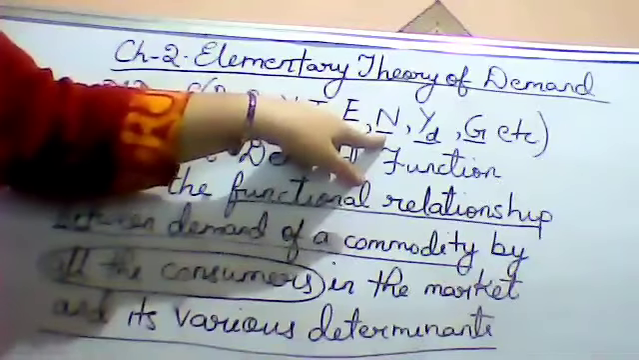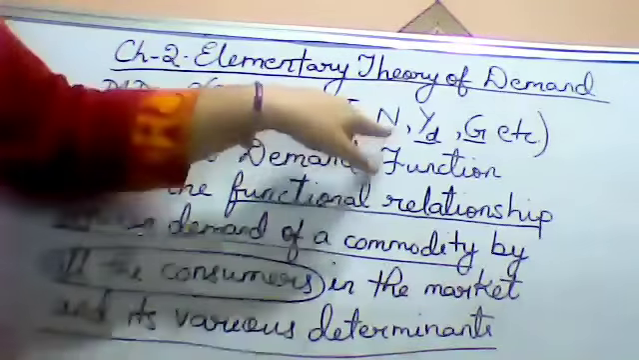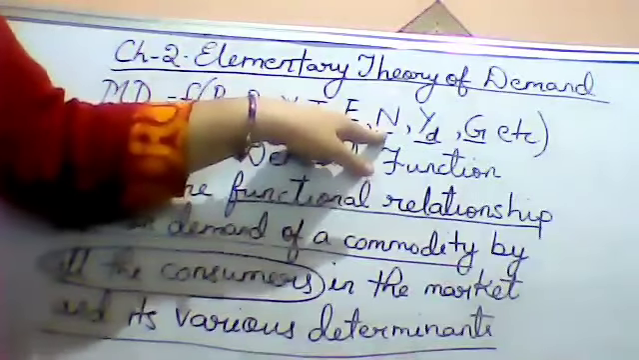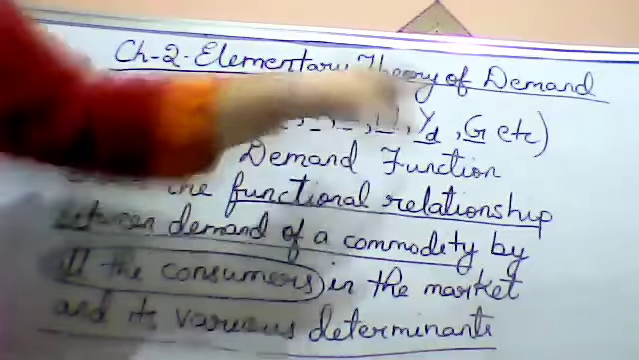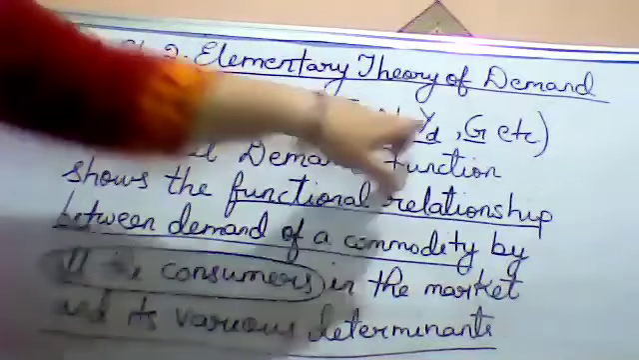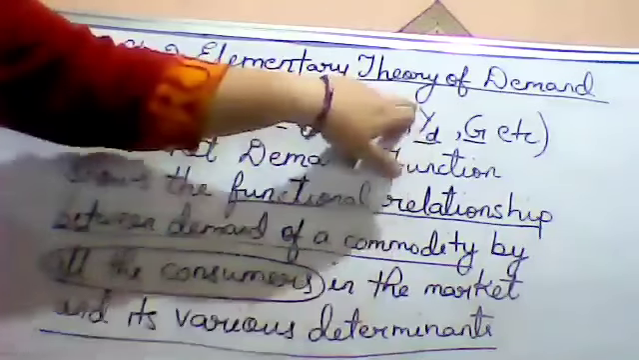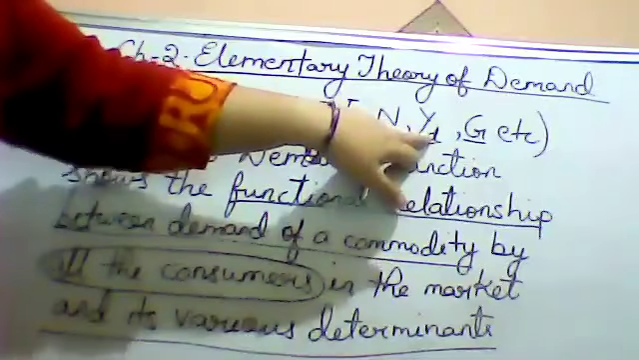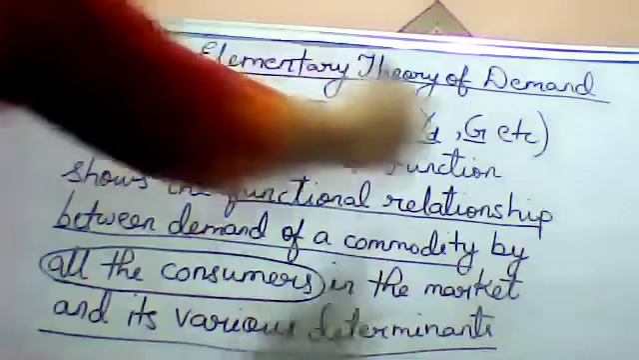Then what is N? Population. Because price is shown with P, that is why population is not shown with P. It is shown with N, so that there is no confusion. So N is the population which affects the market demand. Then what is YD? Distribution of income. Y is income, so YD is distribution of income. That is why they have written Y and D. And G is what? Government policy. Right? So G is the government policy.